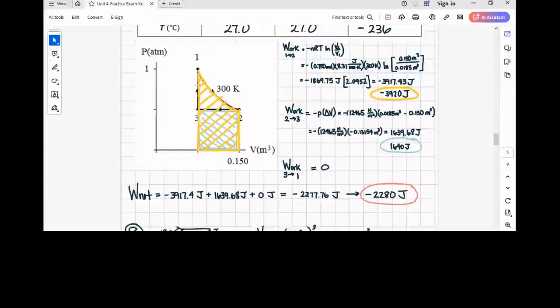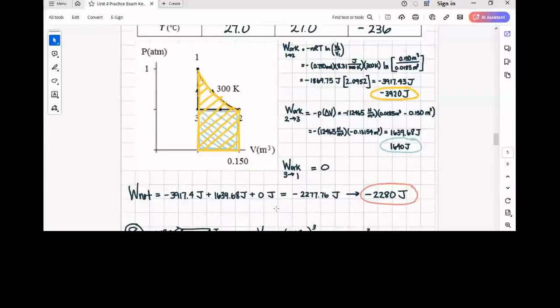Then finally, if we look at the process from state 1 to state 3, there is no equation that matches up with this because there is no area below that vertical line. So the work there has to be 0. That means the net work is just going to be the 3 of these added together.